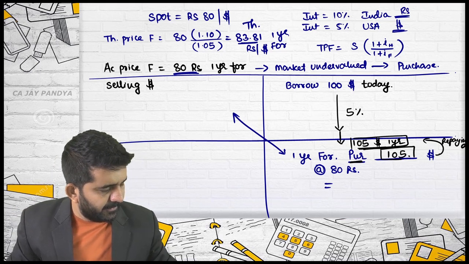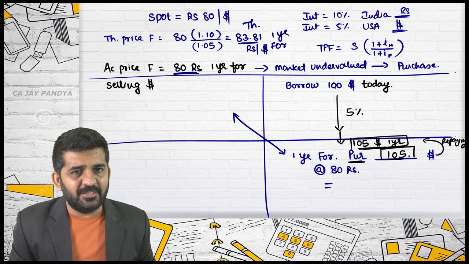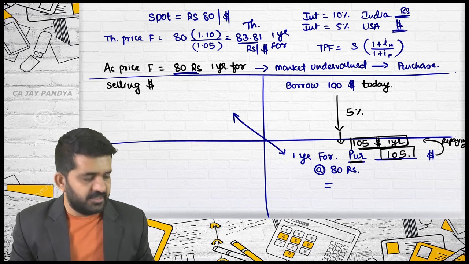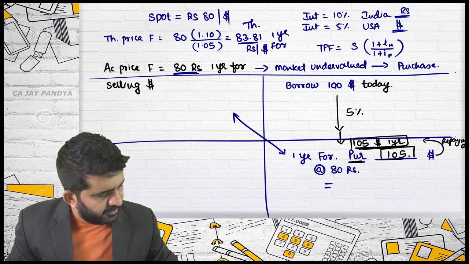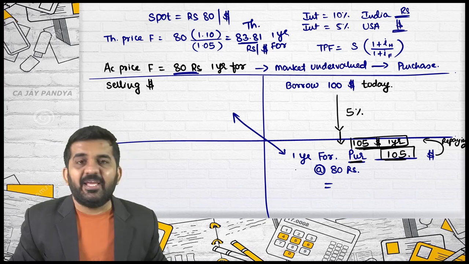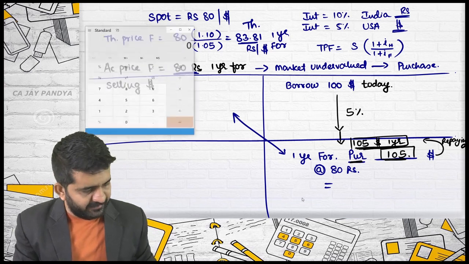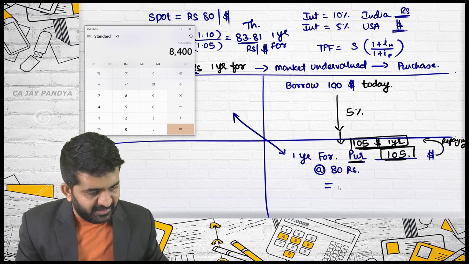Sir, actual price of the forward and spot rate can be same? Yes, it can be absolutely same, there is no problem. So you will be repaying $105 and you will be getting $105. This will be tallied, but you will have to purchase $105 at rupees 80.